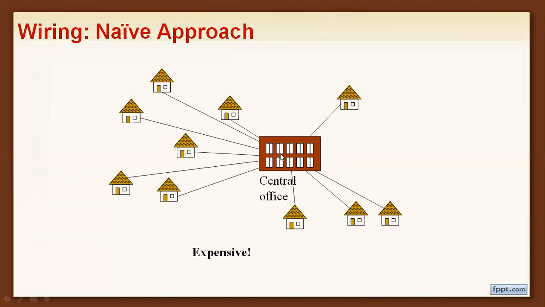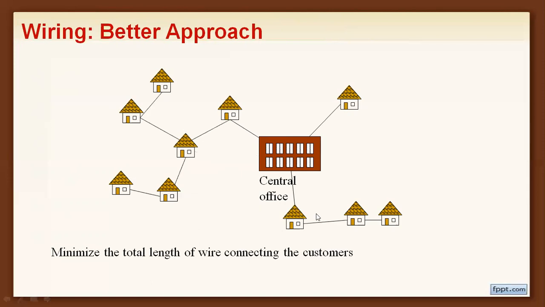To overcome the problem, we need to find the shortest path, the shortest node, which is nearby the central office. First find the shortest node, and initially we connect that one. From that node only, we can select another shortest node. In this way, if you want to minimize the total length of wire connection, this is the best approach for doing the wiring.